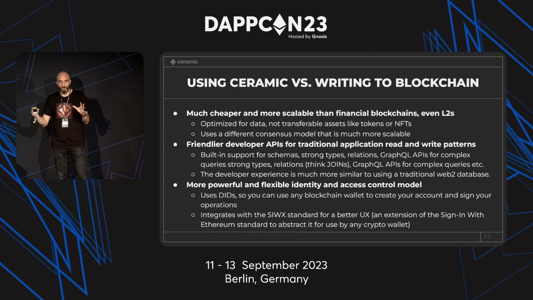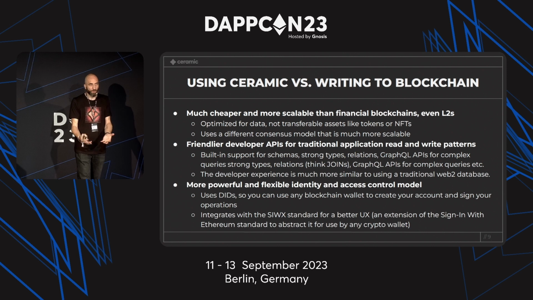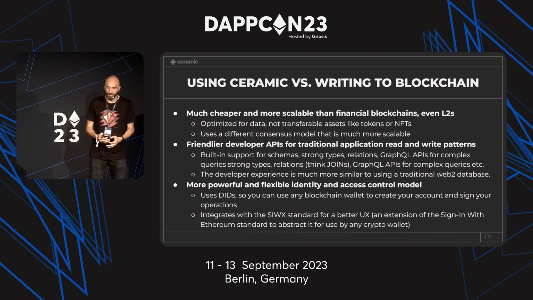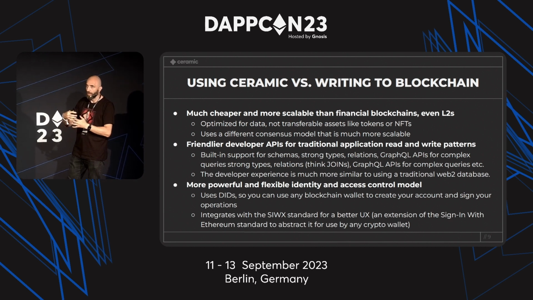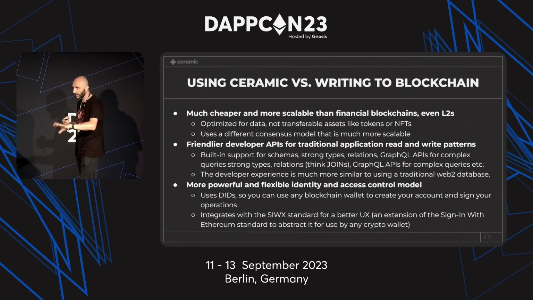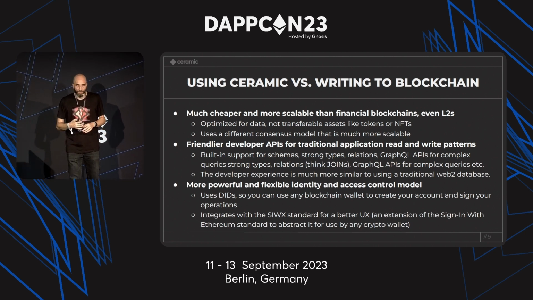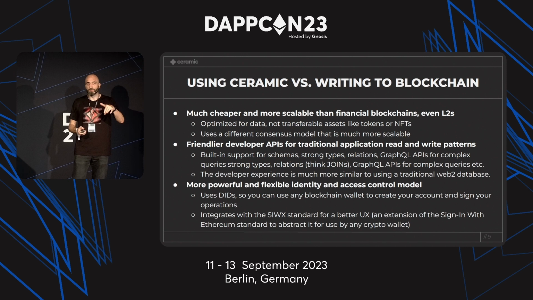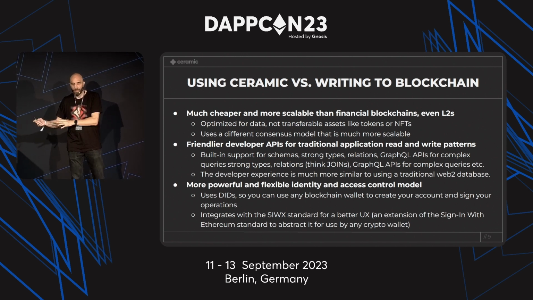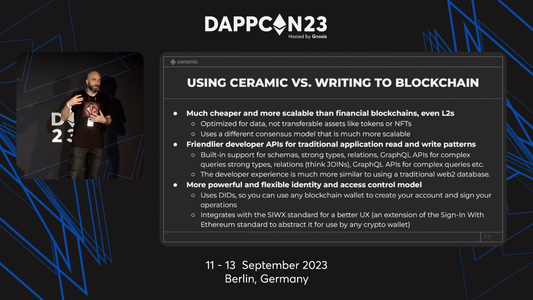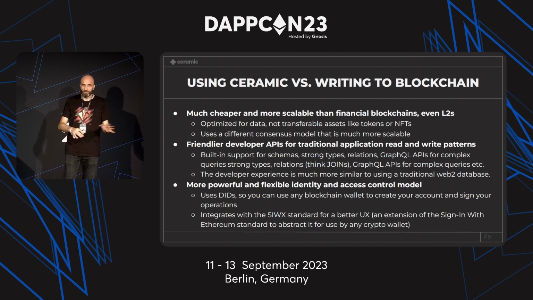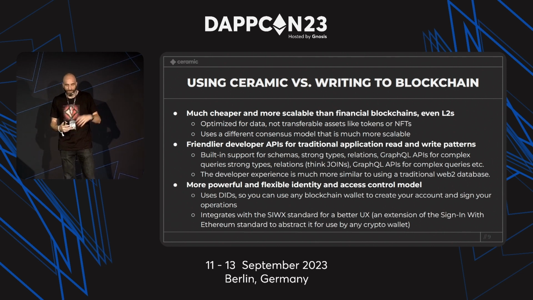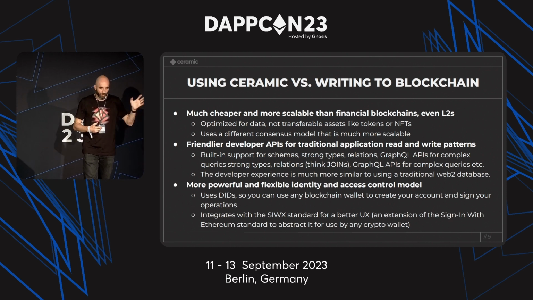Friendlier developer APIs, so it all works on Graph API. If you are familiar with Graph, you can already use Ceramic, with small differences. With GraphQL, you write your queries, get all the data, and update all the data with GraphQL APIs. So you use the tools that you're already familiar with. It's also more powerful compared to writing to blockchain, with more powerful identity and building process. It uses DIDs, so you can use any blockchain wallet. You're not tied to any blockchain.